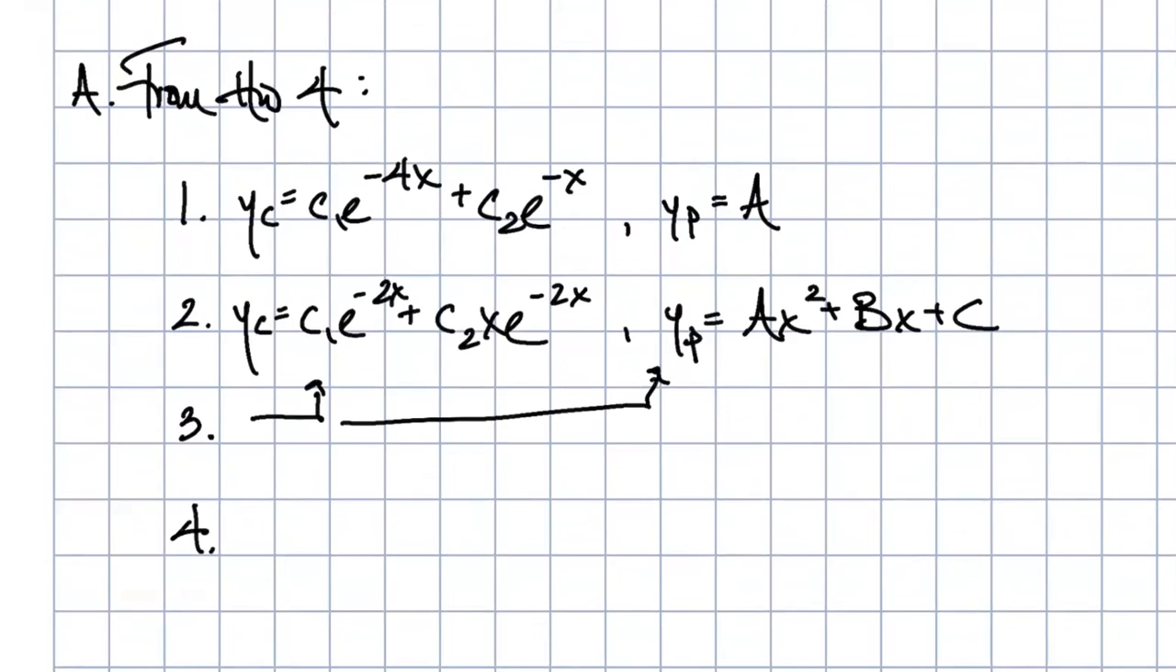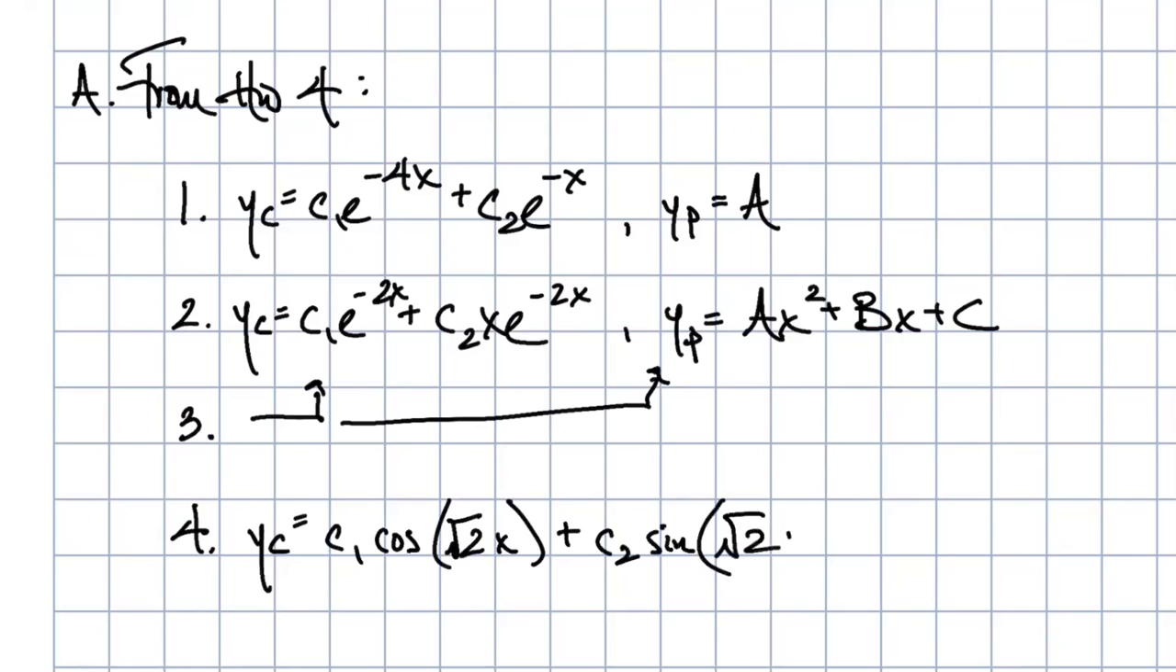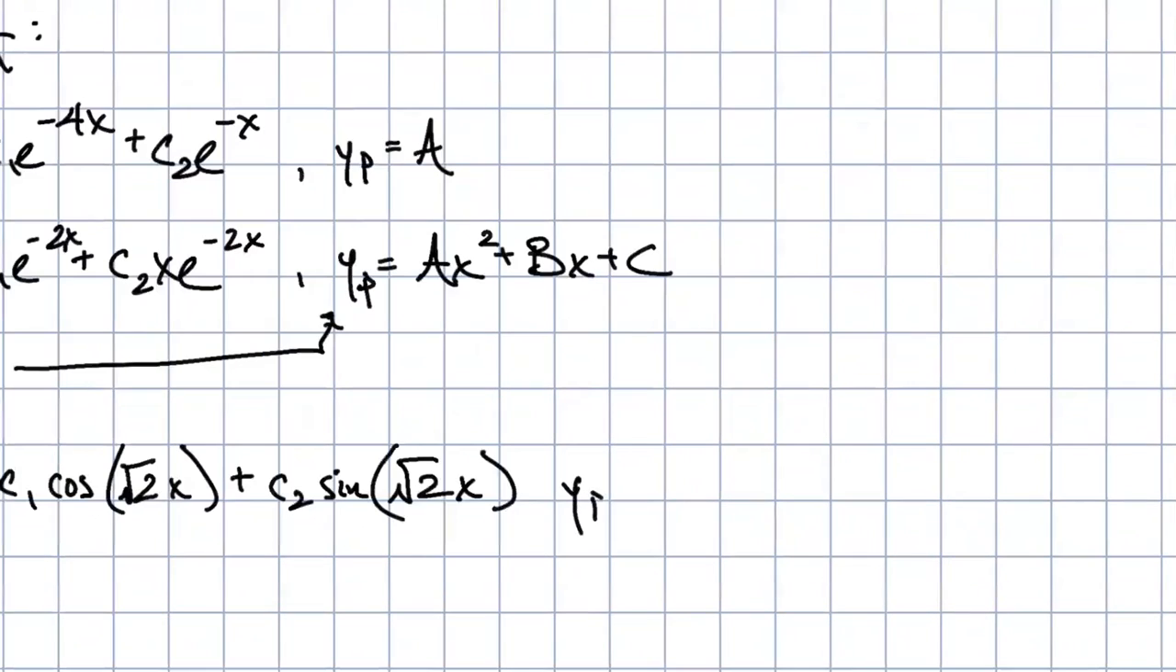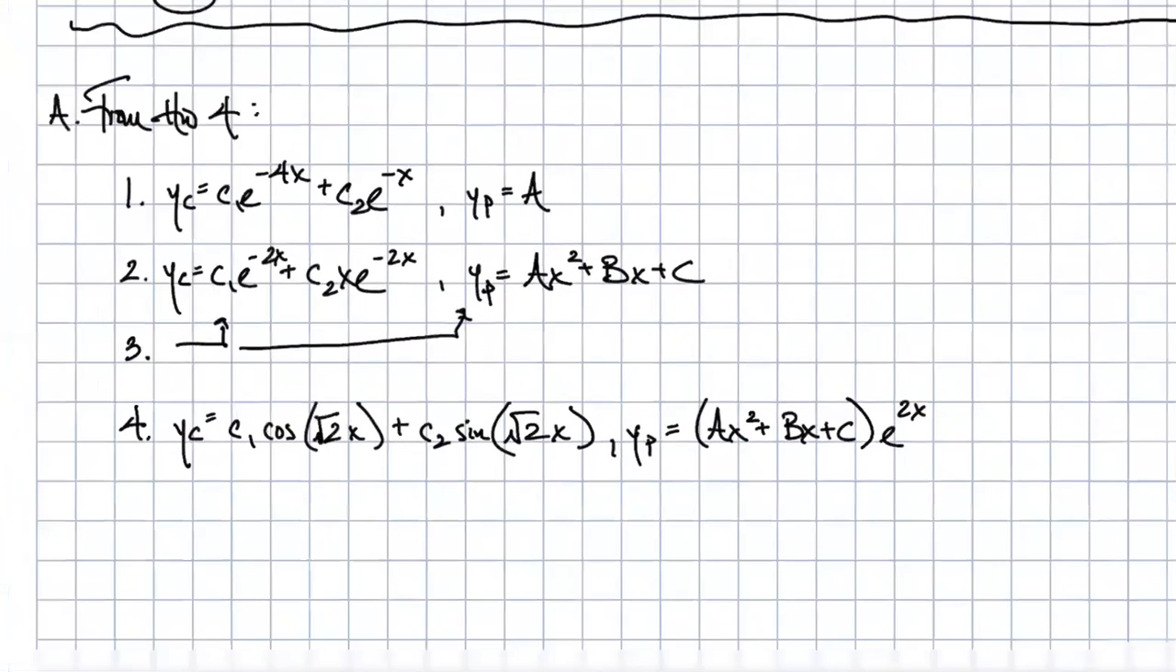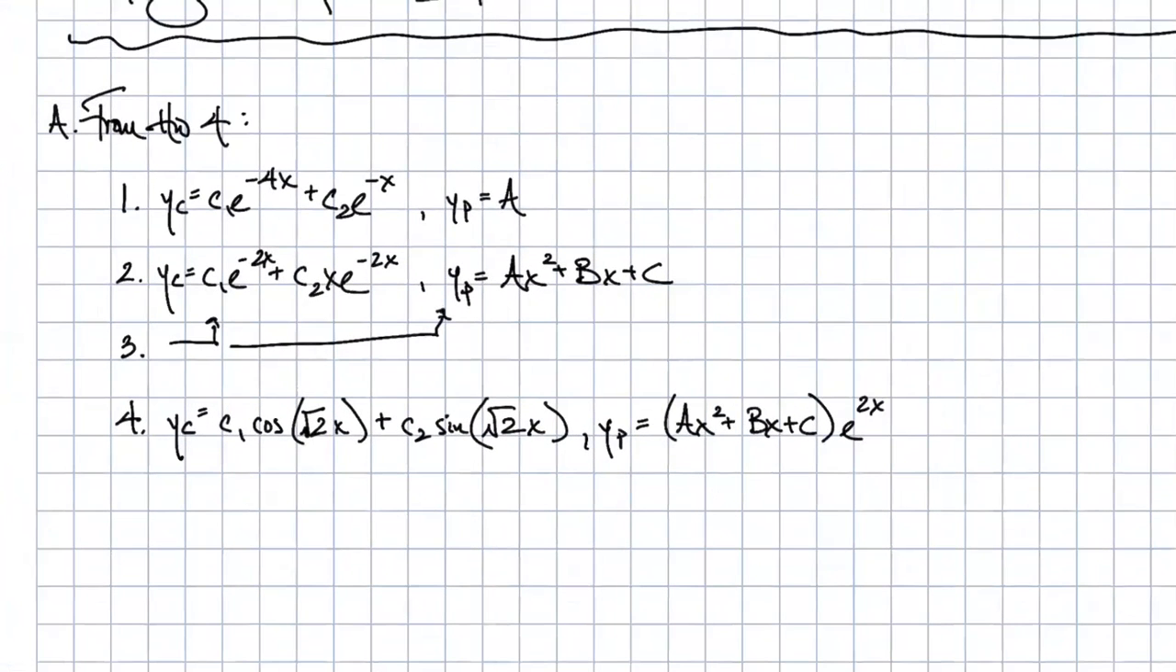And then in number 4, we got y sub c equals c1 cosine of root 2x plus c2 sine of root 2x, and our y sub p was a quadratic multiplied with an exponential. Okay, and so let's pause here for a moment, so I'm not just continuing to write letters on a board.